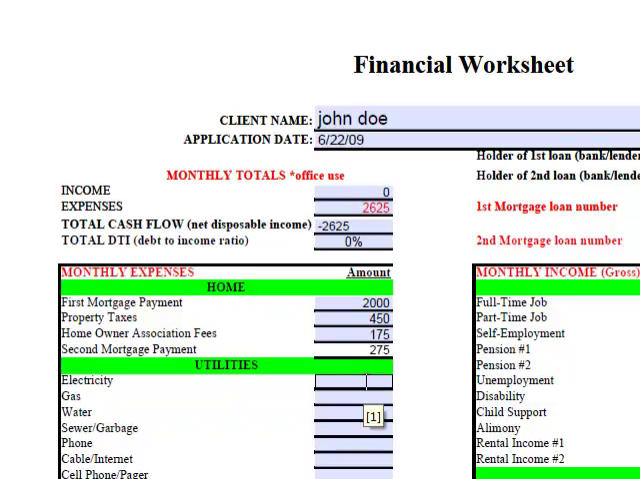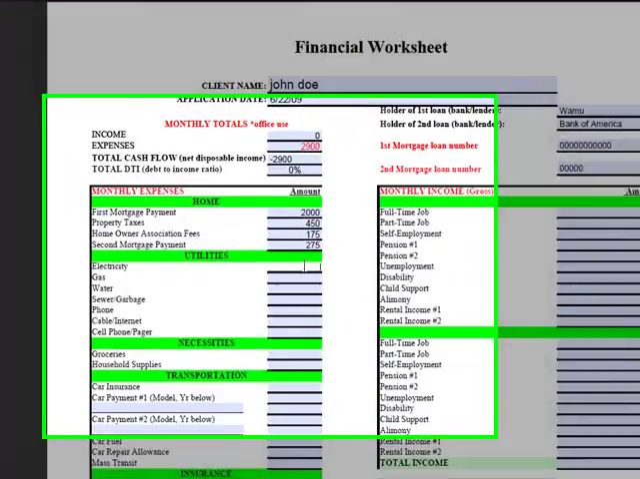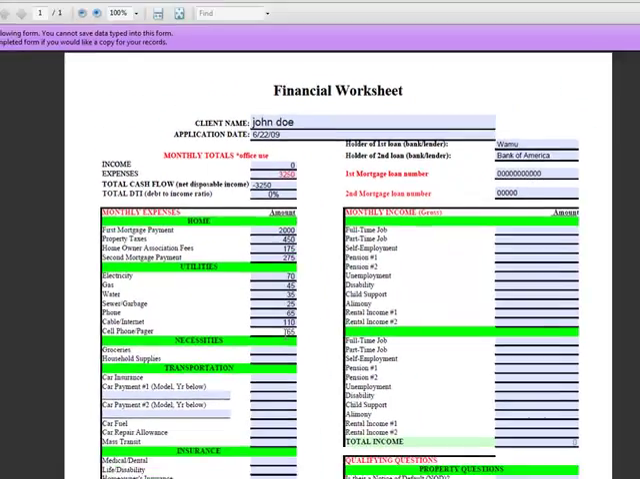Now, under this, you have their monthly utilities. Everybody who owns a home has the basic utilities, such as electricity. This person pays $70 for their electricity. They paid $45 for the gas, $35 for the water. Sewage is $25. Their phone bill is $65 per month. The cable and internet is $110, and their cell phone bill is $65 per month.